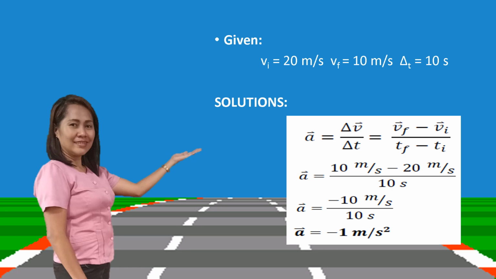Therefore, in the substitution into the formula, you will write 10 meters per second minus 20 meters per second over 10 seconds. The result will be negative 10 meters per second divided by 10 seconds. So, the acceleration of the passenger vehicle is negative 1 meter per second squared.